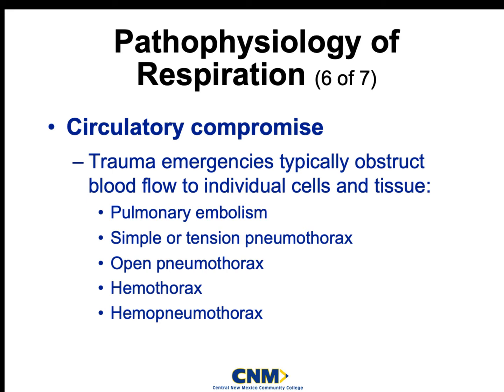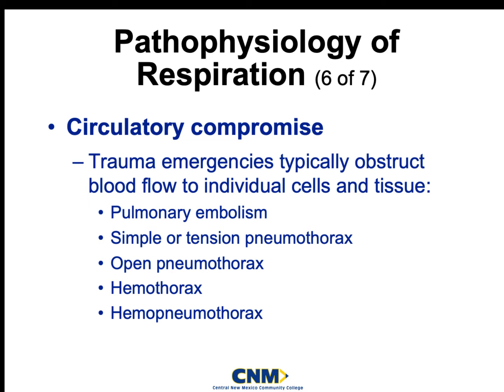Compromises to the circulatory system, okay? Trauma emergencies typically obstruct blood flow to individual cells and tissue, right? If we develop a bruise somewhere, we're technically not perfusing that area because we have damaged the capillaries around that area, right? We're going to talk about pulmonary embolisms. A pulmonary embolism is basically a blood clot in the lung. We're going to talk about that more in respiratory emergencies. Simple or tension pneumothorax. This is where you actually have a hole in your lung, and we're going to talk about that more when we get into trauma.